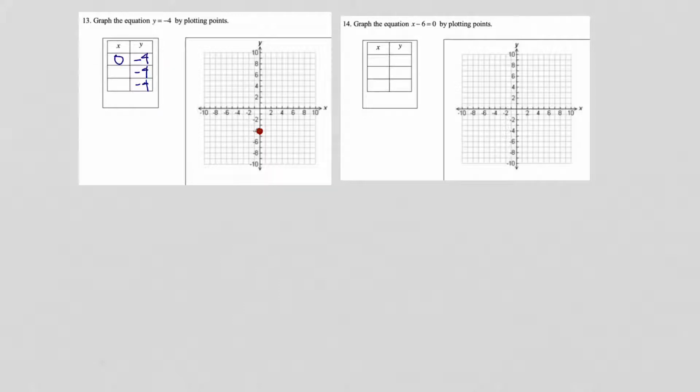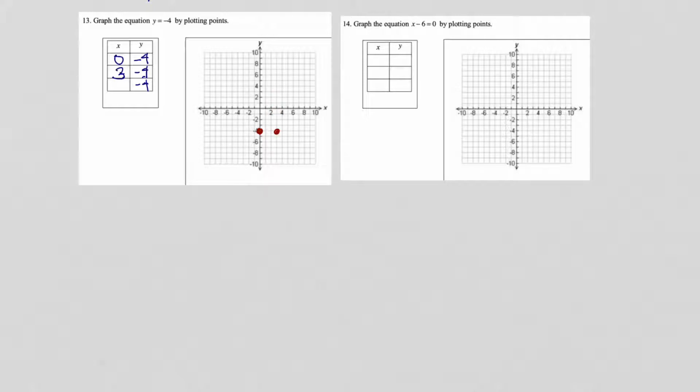Now, choose another point. I don't want to get too close because it's kind of hard to draw a line if all those points are tight. So maybe I'll choose like 3 or 4. What happens now if I choose 3? Doesn't matter what I choose because there's no x here. So whatever x is, y is negative 4. So in this case, if I go to the right 3, I'll go down 4. That gets us right here.